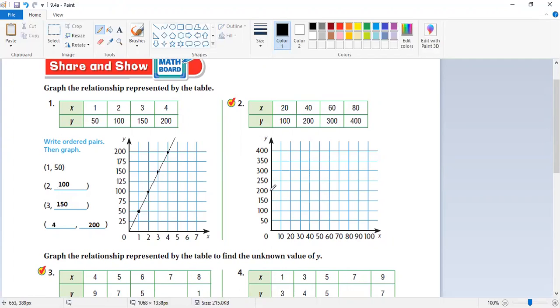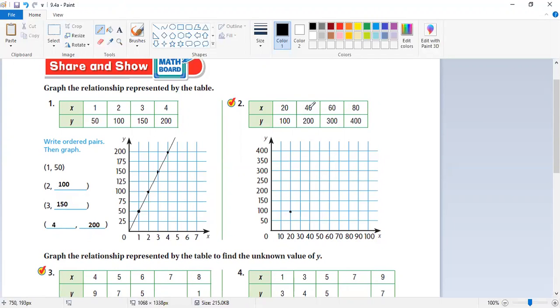Okay, are you all done? You don't need much time because you don't need to write anything. You just have to draw the dots and then join the points. That's all. So let's start. When x is 20, y is 100. So this is the x-axis and this is the y-axis. You go along the line of 20 until 100 and you draw a point there.